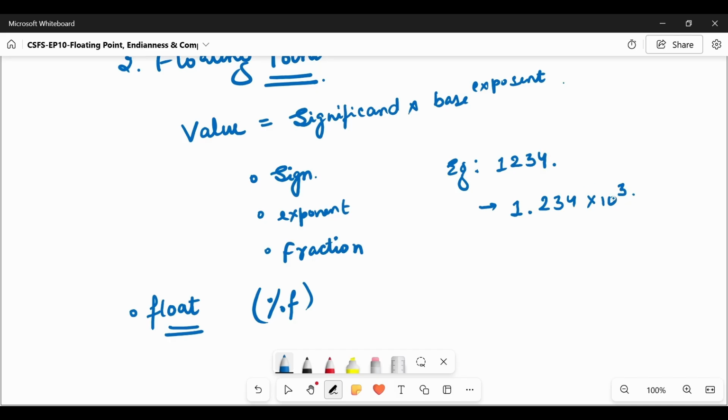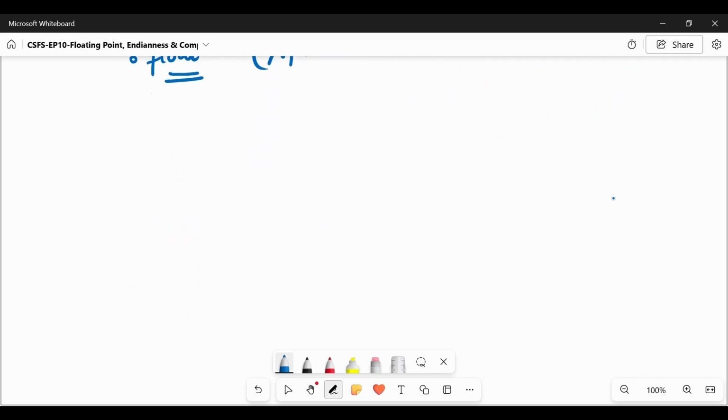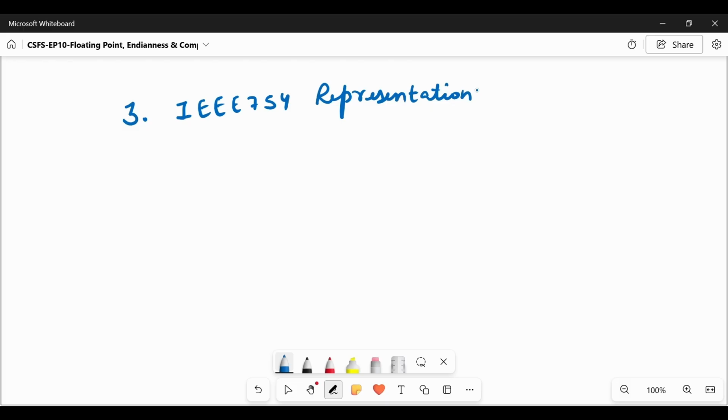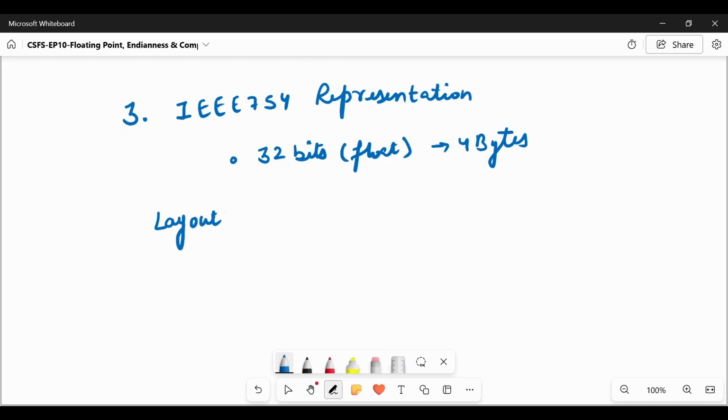To represent floating point, we have the IEEE 754 representation, which most systems use. For single precision, the float is usually 32 bits. 32 bits means 4 bytes, similar to an integer. The layout in IEEE 754 is 1 bit for sign, 8 bits for exponent and the remaining 23 bits for fraction.